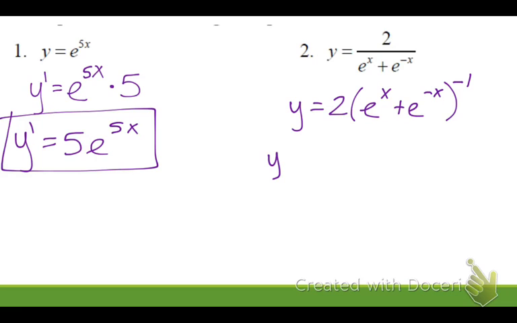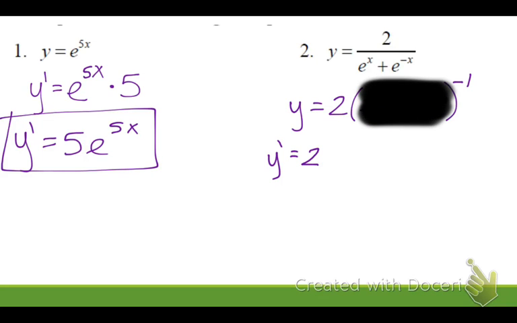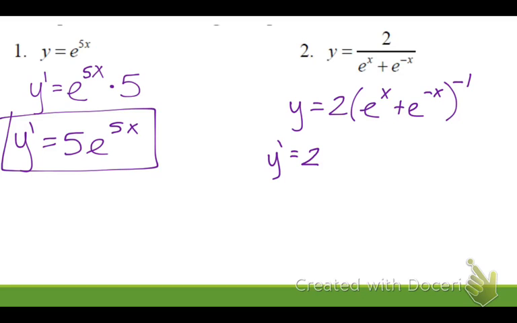So when I take the derivative, y prime equals 2 times, what's the outside function? Something to the -1 power. Good. So if I block this out really quick until we get back to it, that would be something to the -1 power. What is the derivative of something to the -1 power? -1 times something to the -2 power. Good. So this would be -1 times (e to the x plus e to the negative x) to the -2 power. Oh man, I got the inside too?